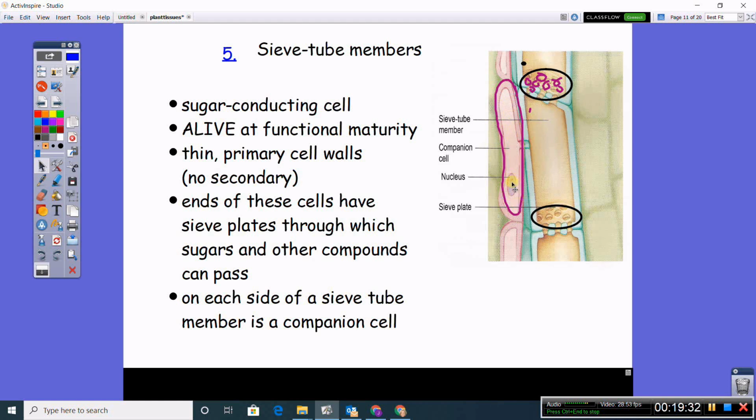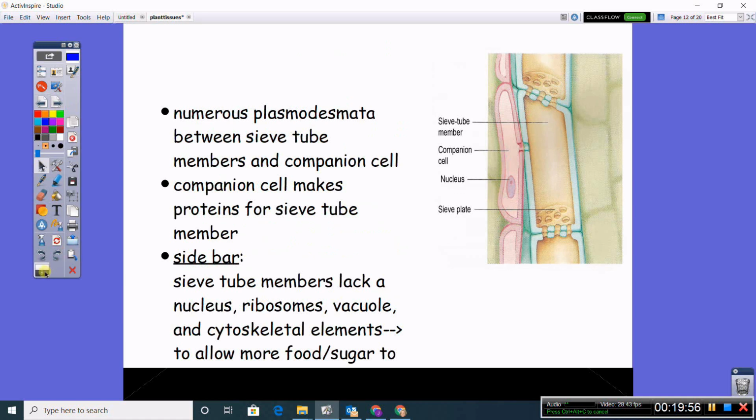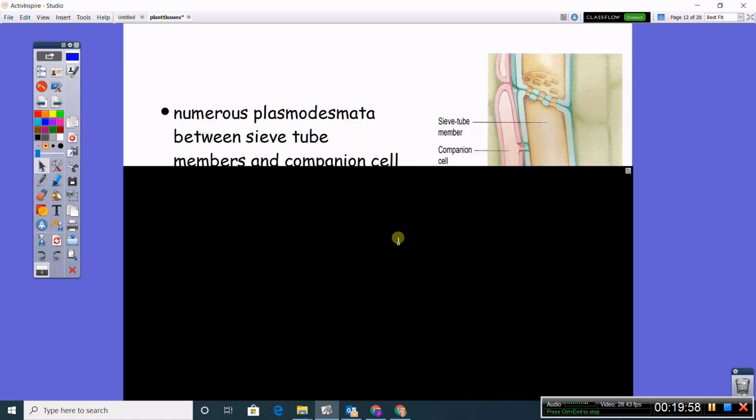I know it looks like the companion cell just has a nucleus, but it has the other organelles that you might need. And so it basically does the metabolic things for the sieve tube member, and then passes that stuff on to there. But this cell is nice and open so that sugar can be easily transported through it. Okay, so let's take a look.